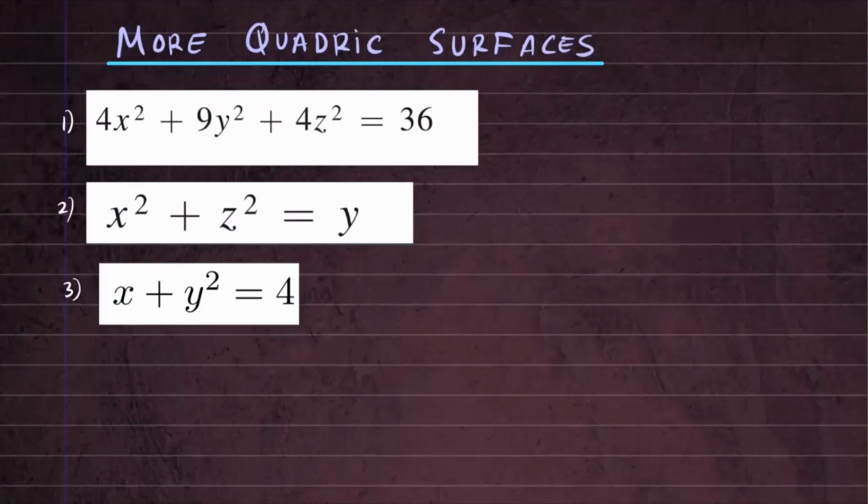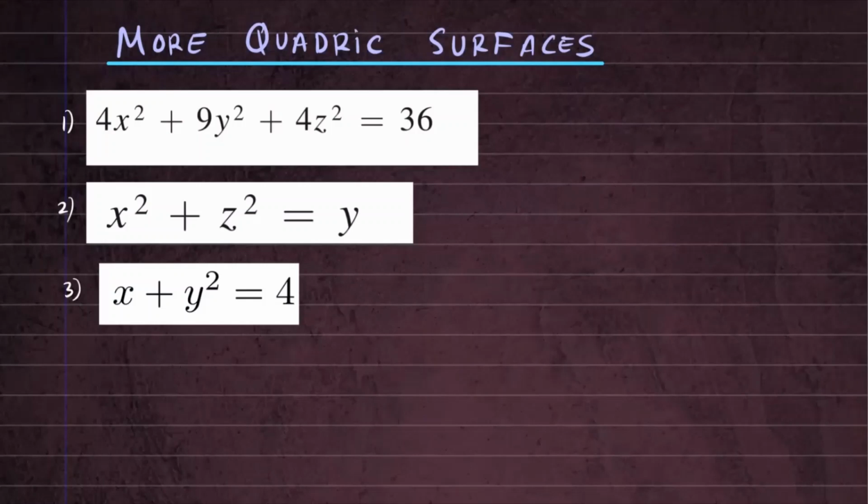All right, so in this video, we'll be talking more about quadric surfaces. Here are 3 examples. Feel free to work them out on your own first, and then you can check your answers. Let's take a look at the first surface. So we have 4x squared plus 9y squared plus 4z squared equals 36.